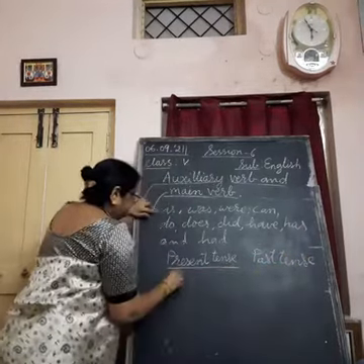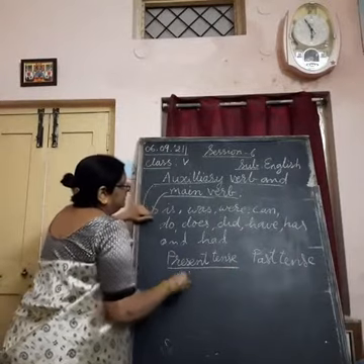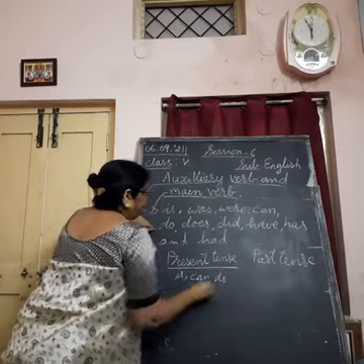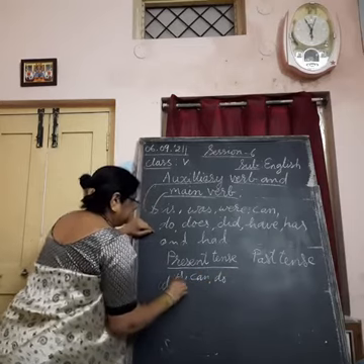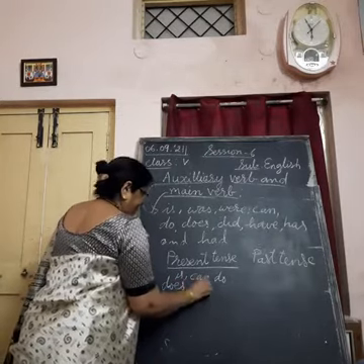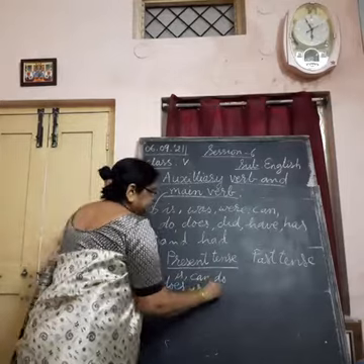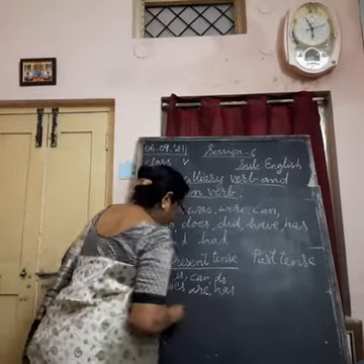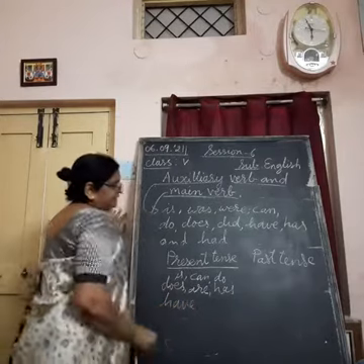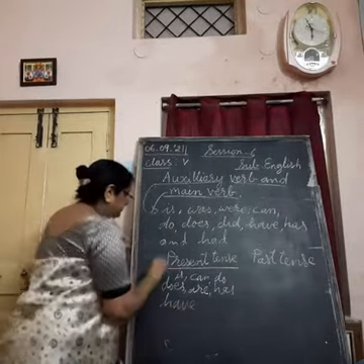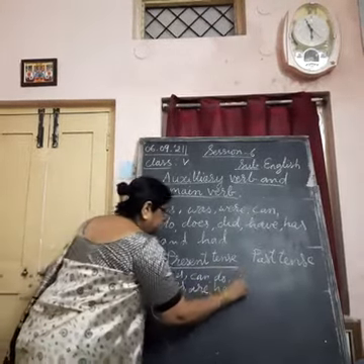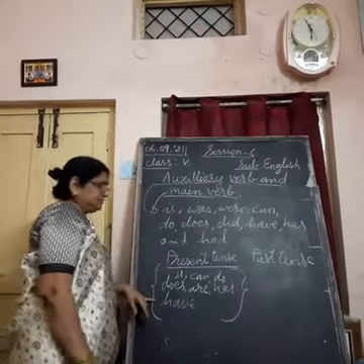For example, is, can, do, does, are, has, have. These are the auxiliary verbs in present tense form.